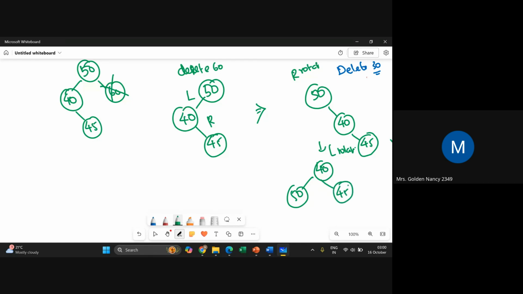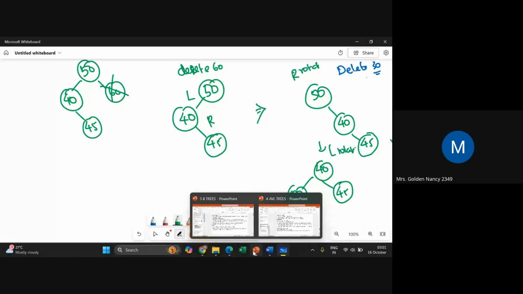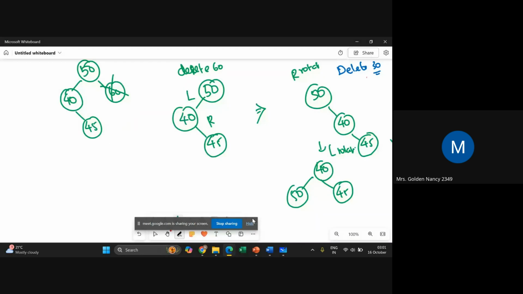So likewise, you have to do this kind of deletion operation using an AVL tree. You have to use this rotation also. I hope you understood this class. Tomorrow's class, I'll teach again, or I'll give you examples for you to solve.